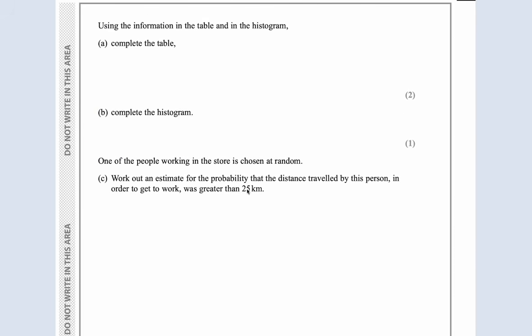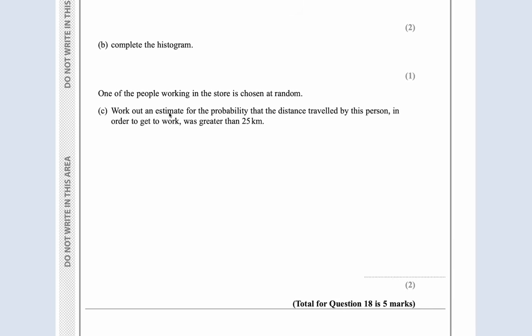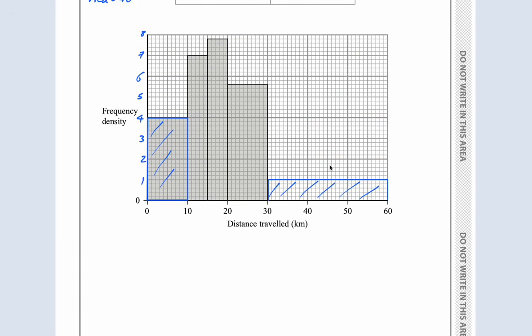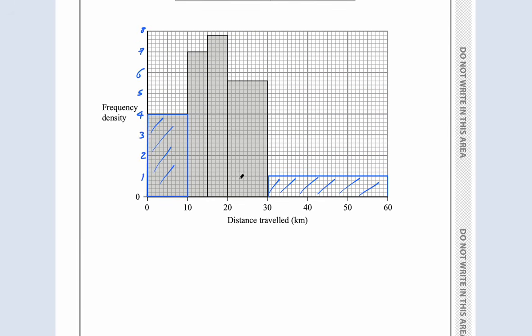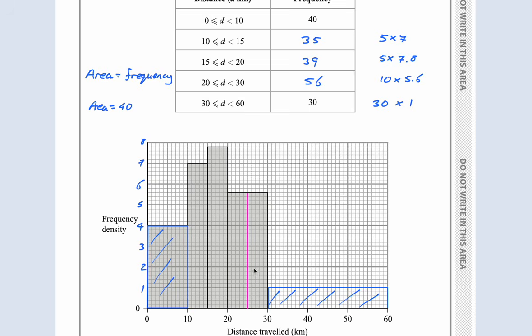Okay, and then there's one more question. It says, one of the people working in the store is chosen at random. Work out an estimate for the probability that the distance traveled by this person in order to get to work was greater than 25. Right, greater than 25. I had a feeling he was going to do this. Greater than 25 would be, so there's 25, and greater than 25 would be this area plus this area. So that's how many people.